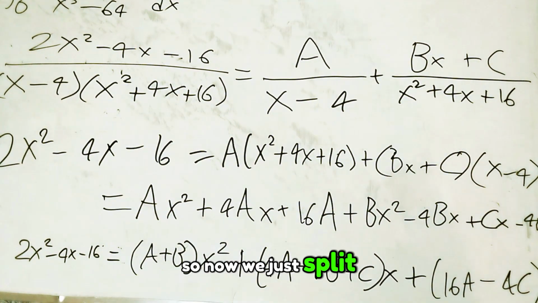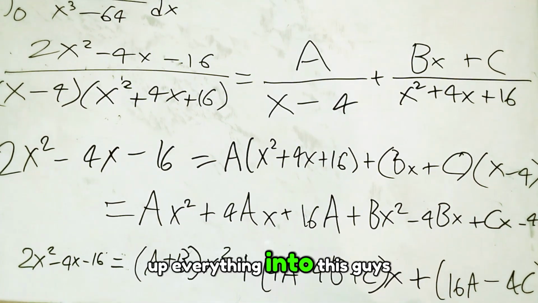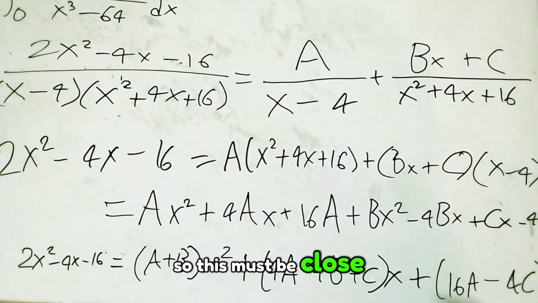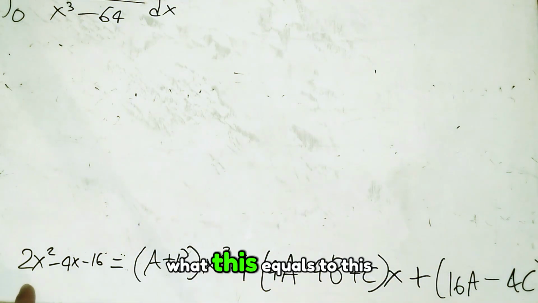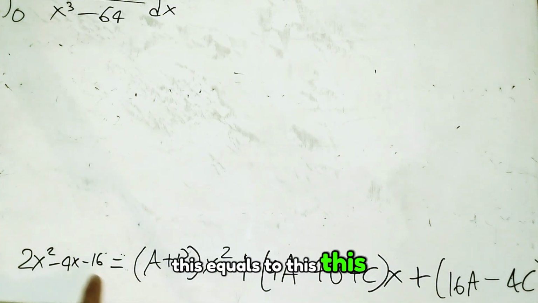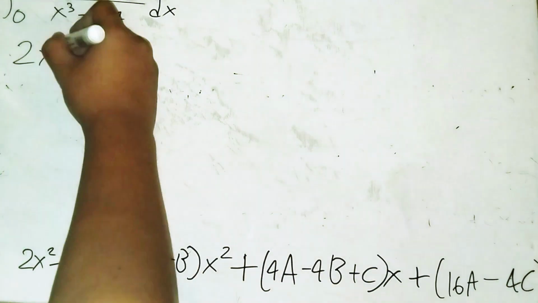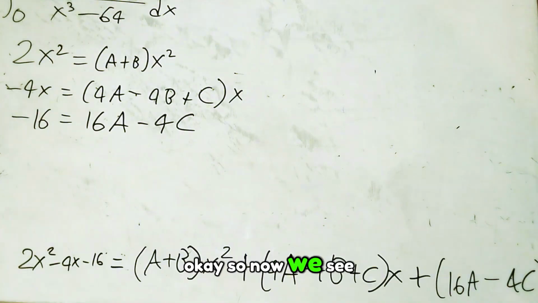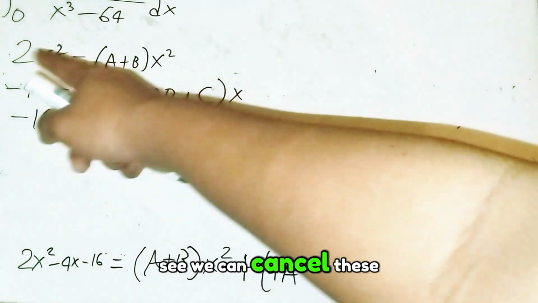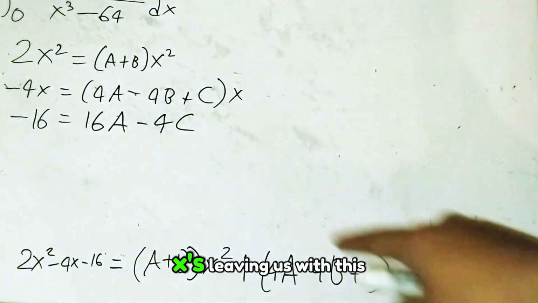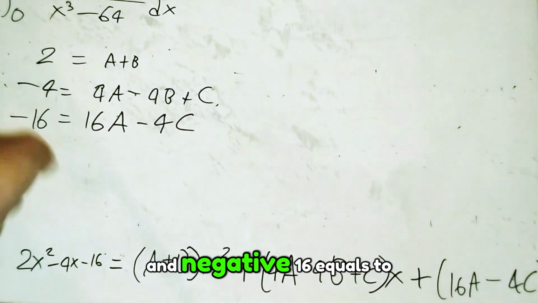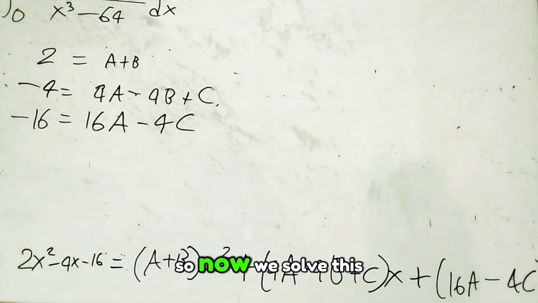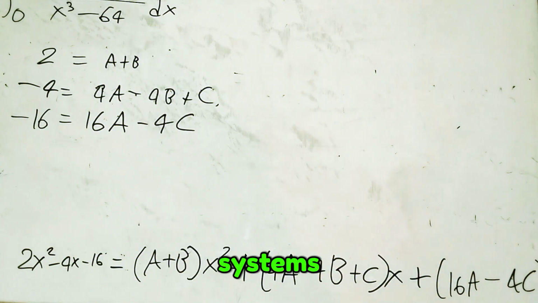So now we just split up everything into this, guys. So this must be equal to this. I'm going to delete everything up here. So now we write them separately. What this equals to, this equals to this, equals to this. Okay, so now we see this, and as you can see, we can cancel these out, the x squared and the x's, leaving us with this, guys. So we know that 2 is equal to a plus b, negative 4 is equal to that, and negative 16 equals to that. Okay, so now we solve this like a linear system.